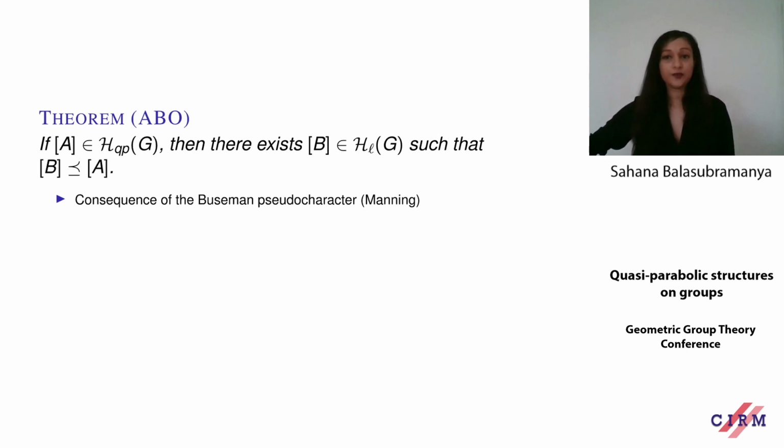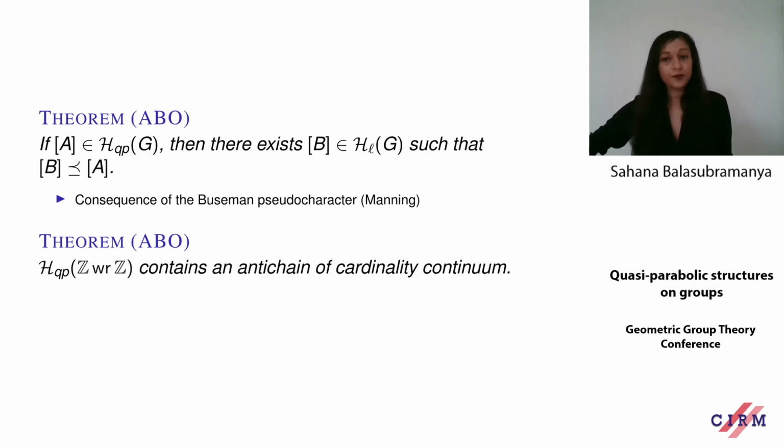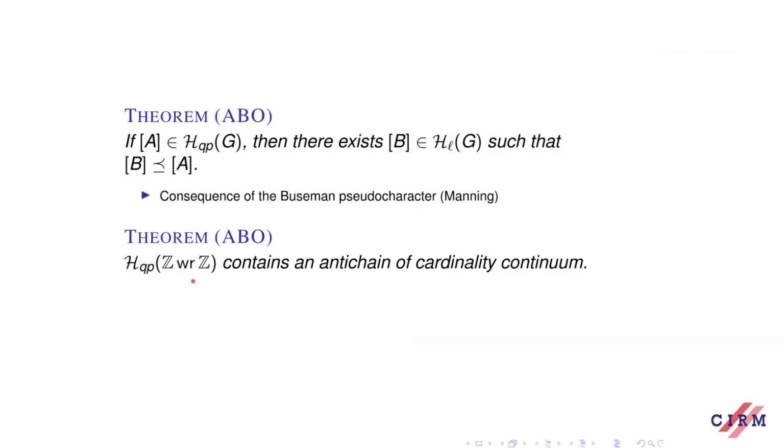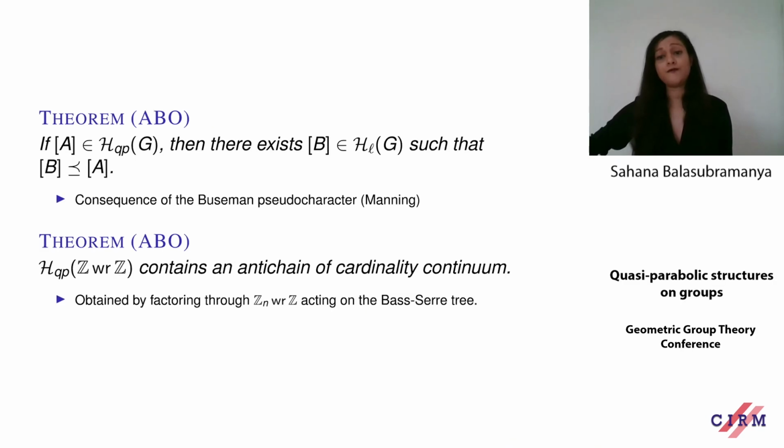Moreover, while we had lots of examples of groups that have different lineal and general type structures, we had very few examples of groups which admit quasi-parabolic structures. And one of the main ones in our paper was this group Z wreath Z, where you can get an anti-chain of quasi-parabolic structures on this group. And the way to do this is to factor through the action of Zn wreath Z, which are the Lamplighter groups, acting on their Bass-Serre tree. And if you order these by divisibility, then you can get an anti-chain of quasi-parabolic structures here.